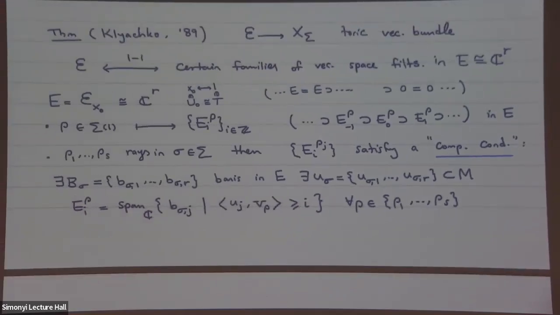I'll explain in the next slide how to construct this filtration. It's pretty easy. And then there is also an extension of the piecewise linearity condition for piecewise linear functions to this situation. If you have rays coming from the same cone, the corresponding filtrations should satisfy some compatibility condition, some linearity condition, meaning that they should come from a linear representation of the torus.